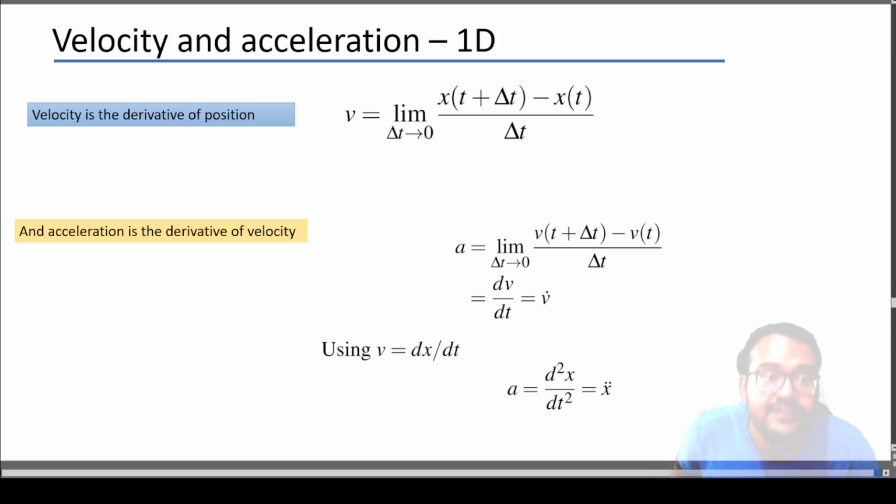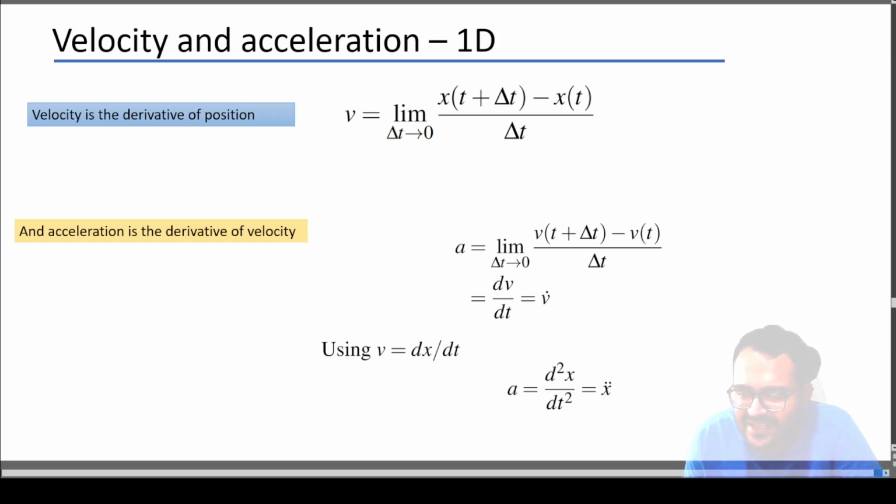Okay, now I will tell you the definition of velocity and acceleration. Velocity is the derivative of position, how the position changes. Velocity is a vector, so how your position changes as a vector. Position is also a vector. In one dimension you might not get it, but still. So your velocity is a derivative of your position. Acceleration is the derivative of your velocity.